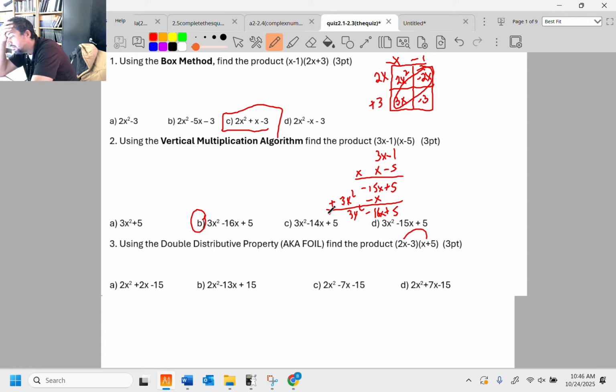The FOIL method, most kids got it. Wasn't a big deal. You got a 2x squared, right? Which doesn't do you a lick of good. You got a negative 3x, and you got a plus 10x. I did have an alarming number of kids who thought that negative 3 plus 10 was negative 7. It is not. It is 7x. And of course, negative 3 times 5 is minus 15, but it's choice D because that one has the plus 7x.